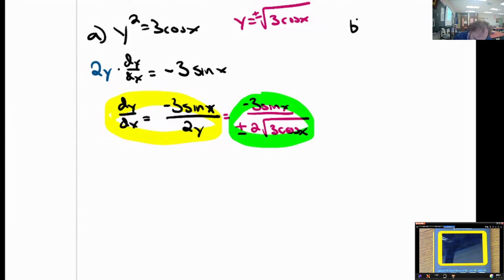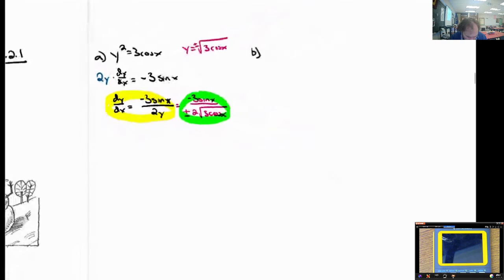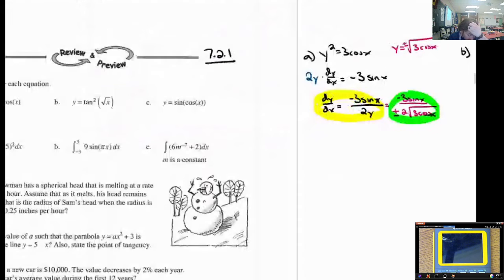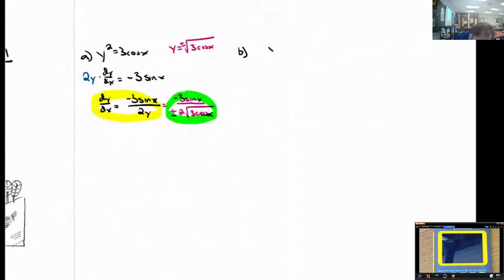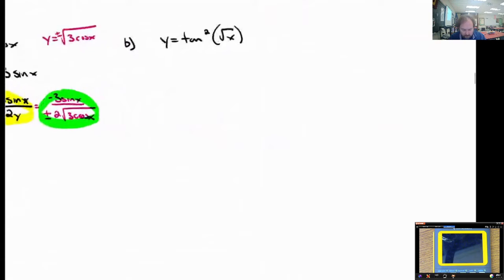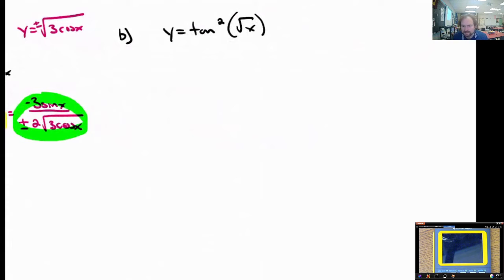Question B is really similar, and we're just going to do a bunch of quick derivatives here. So question B is tangent squared of the square root of x. That's a pretty straightforward chain rule problem. Well, I say pretty straightforward, but it's a triple chain rule, so let's try to keep our heads on straight.